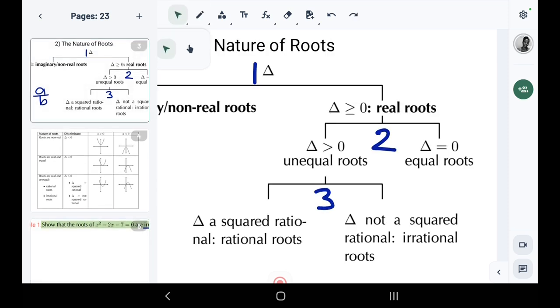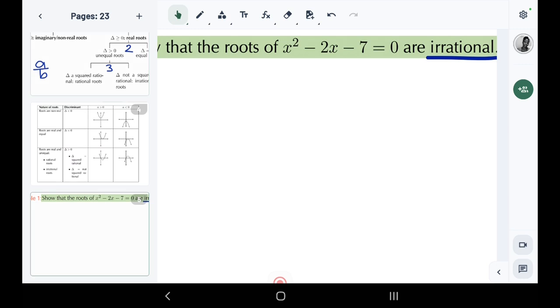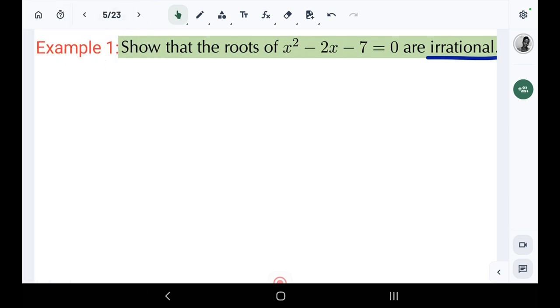According to this, roots are irrational when your delta is a number bigger than 0, but it's not a perfect square. Let's go back. So let's find out what the discriminant looks like, and then figure out if that number is a perfect square or not. But first, let's see if the equation we have is in standard format.